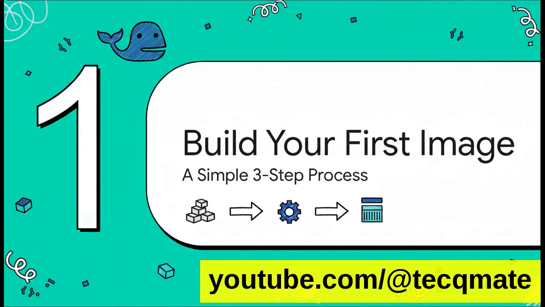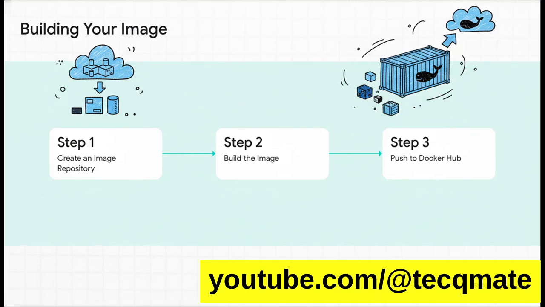Let's walk through building your very first Docker image. And trust me, it's a really simple 3-step process. Step 1, you create an image repository. It's basically just a folder for your project up on Docker Hub. Step 2, you build the actual image, which is kind of like a snapshot of your app. And finally, step 3, you just push that new image to Docker Hub so other people can grab it. Seriously, that's all it takes to get your work out into the world.